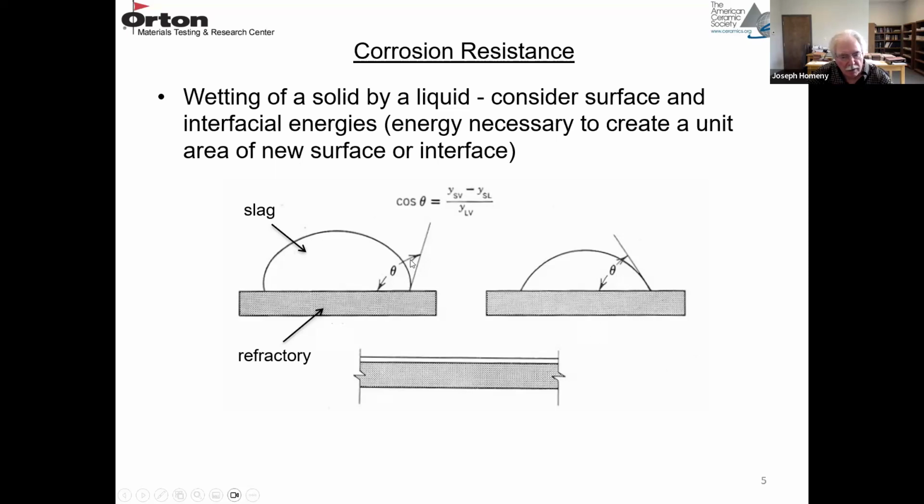So here's an angle theta of this liquid drop on the refractory substrate. It's greater than 90, so anything greater than 90 is considered non-wetting. If the angle here is less than 90 for this condition, you see wetting starting to take place, and then this is complete wetting. Theta would equal 0 in that case.